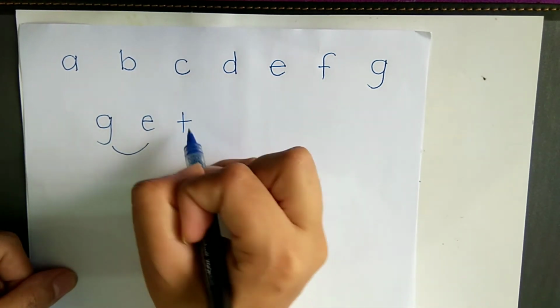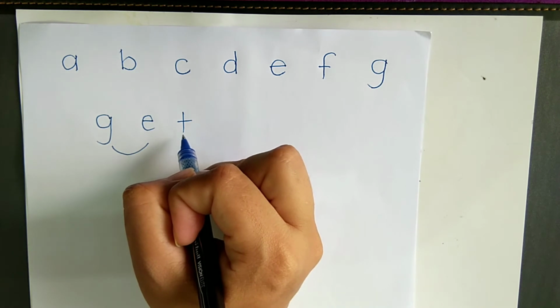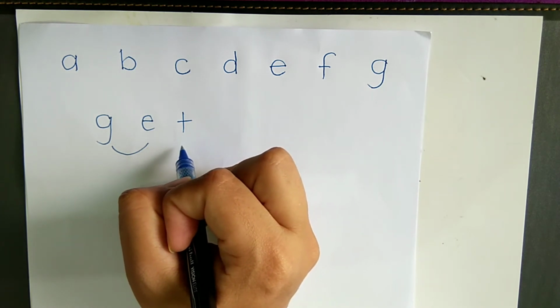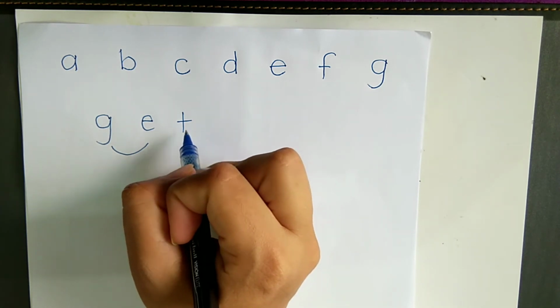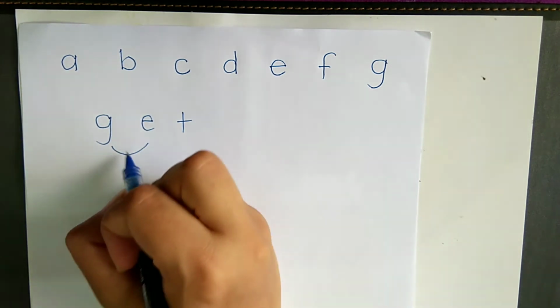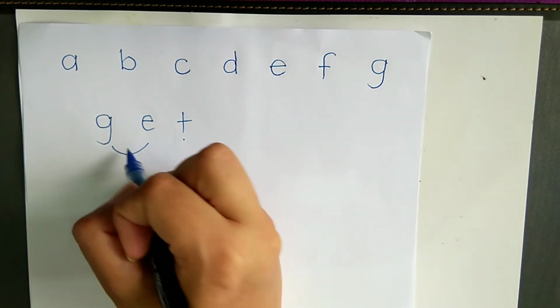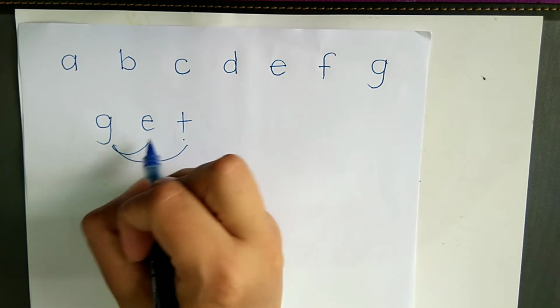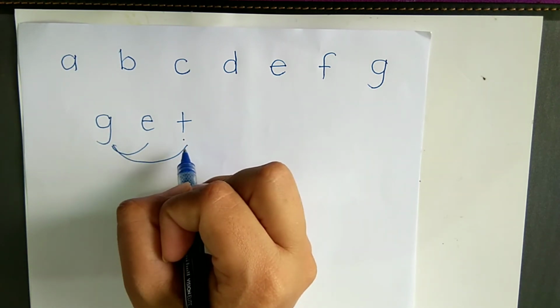This is letter T and the sound is t, t, like ten, t, t, tomato. G, a, t, get. G, a, t, get.